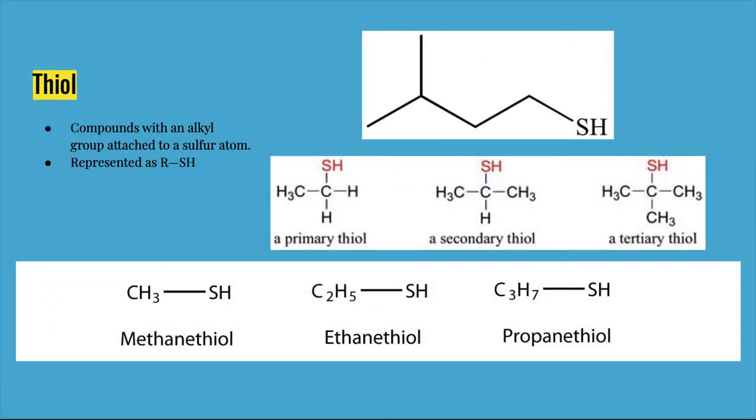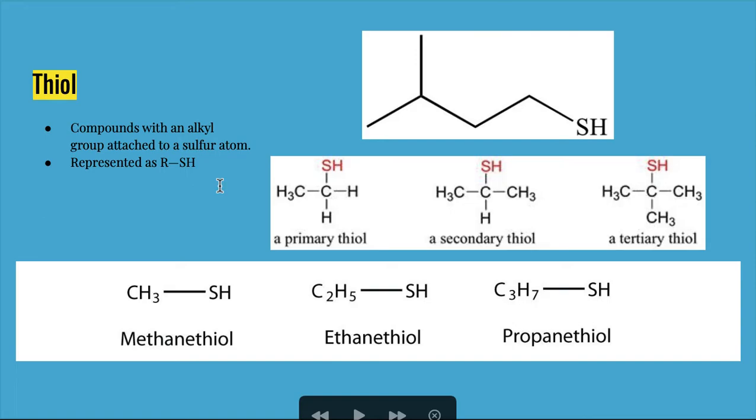So the next one is thiol. A thiol is basically an alcohol, but instead of the O in the OH, like in the alcohol group, you would use sulfur, S. So that's literally the only difference. So it's a compound with an alkyl group attached to a sulfur atom, and it's represented as RSH.